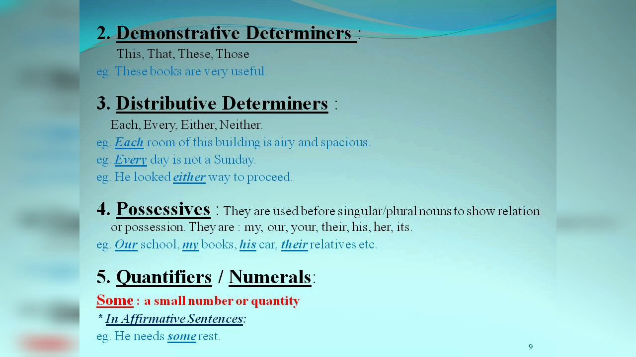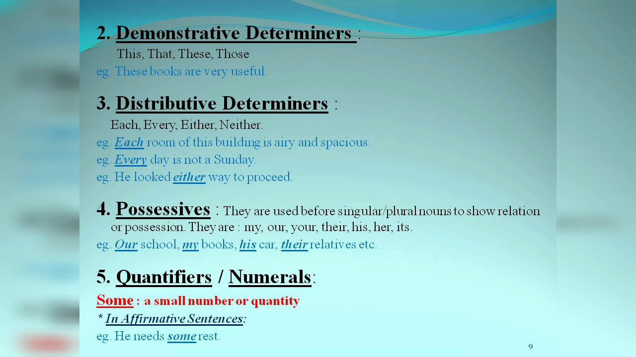Some means a small number or quantity. Both some and any can be used before a singular, plural, countable and uncountable noun. So the noun can be of any kind before which we want to use some or any. But there are a few conditions in which we use some and any. So some means, beta, a small number or quantity of. And its first use says in affirmative sentences we use some. If the sentence is affirmative, use some.